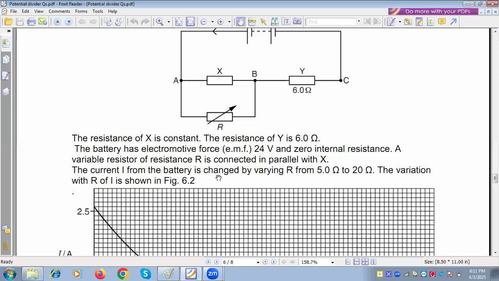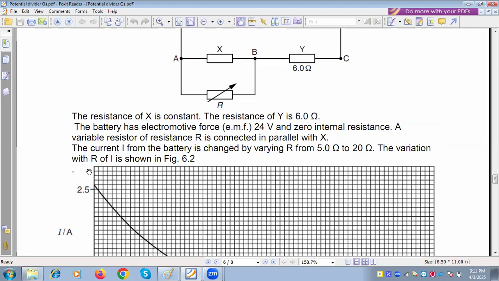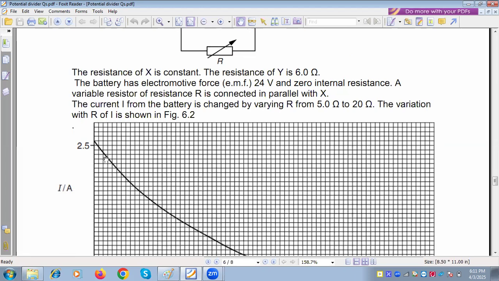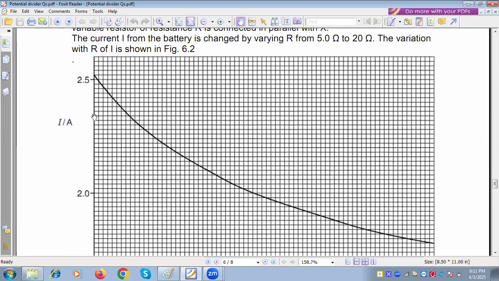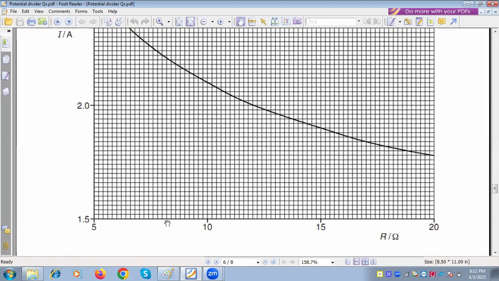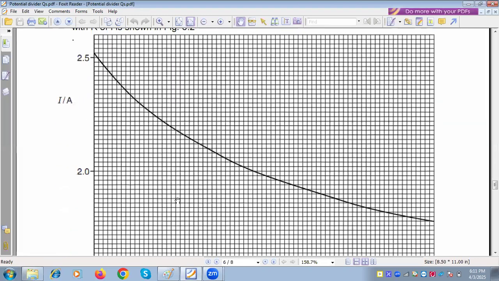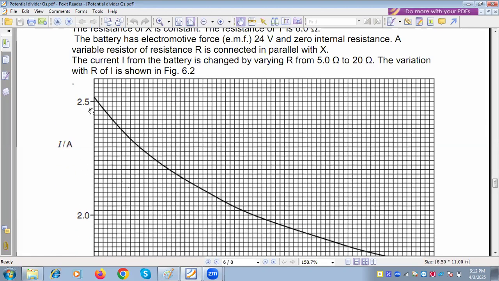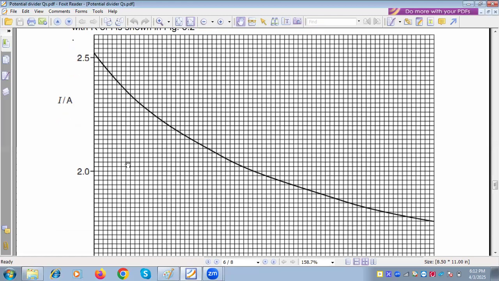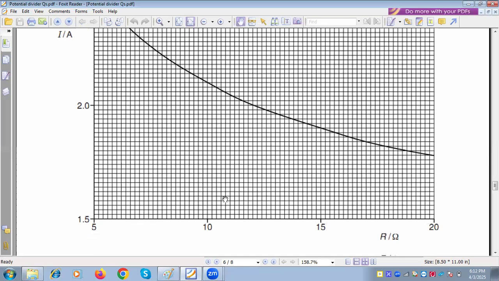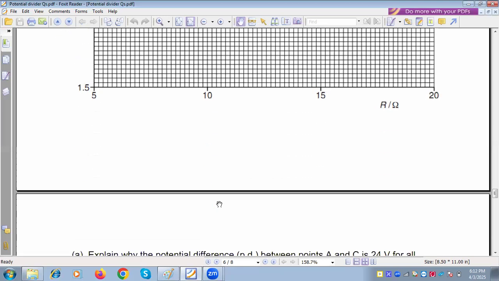So current I from the battery is changed by varying R from 5 ohm to 20 ohm. So the minimum resistance of this variable resistance is 5 and the maximum is 20. The variation of I with R is shown. So I and R. Here, what is R? The variable resistance. When the variable resistance is 5, the current is maximum, slightly above 2.5 ampere. And this decreases non-linearly with the change in resistance.